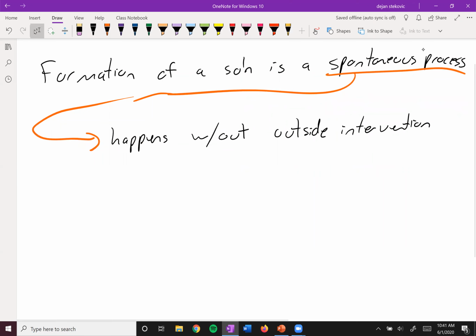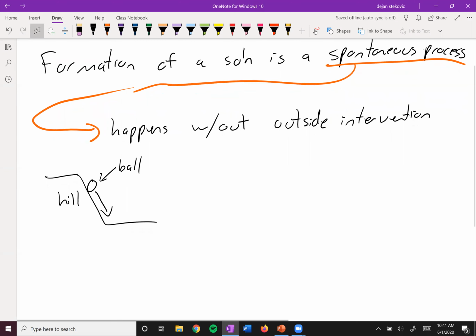into it. So the example I like to use here is a hill, and if we place a ball on the hill, which way is it going to roll? It is going to roll down the hill, right? So going down the hill is a spontaneous process. The ball by itself will not roll up the hill. So that would be a non-spontaneous process.